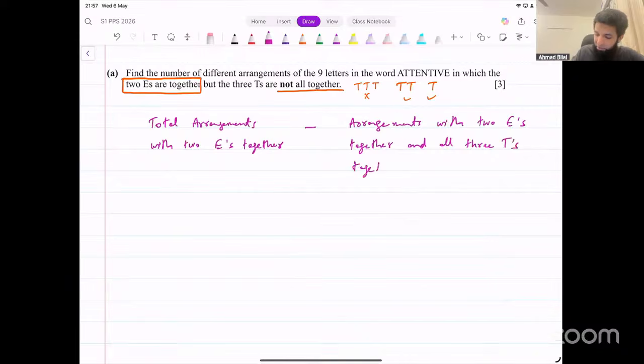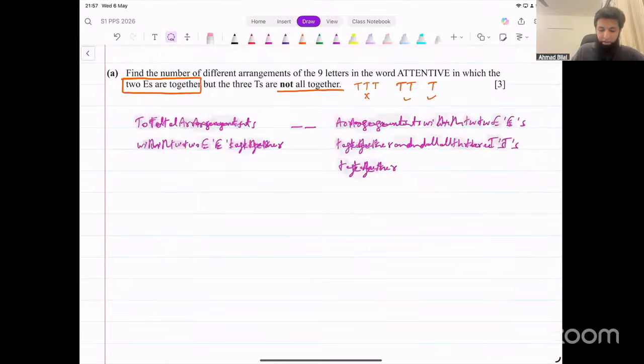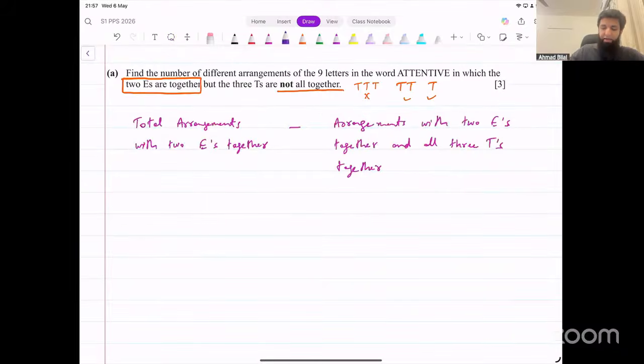When we subtract these two numbers, that will give us the case where the 2 E's are together and the T's are not all together. So total minus together method, that is what we are going to use here. Now, how can we do that? There are 9 letters in total.